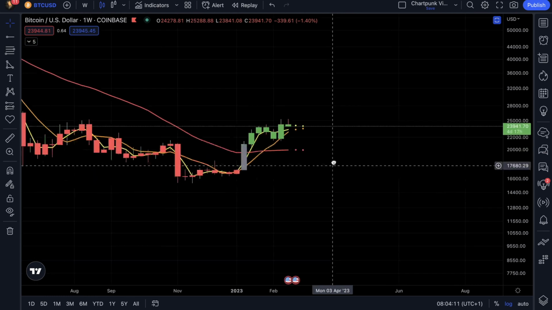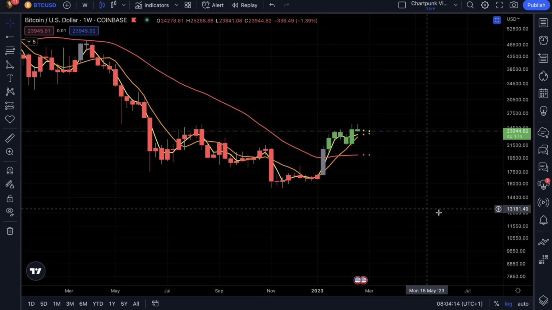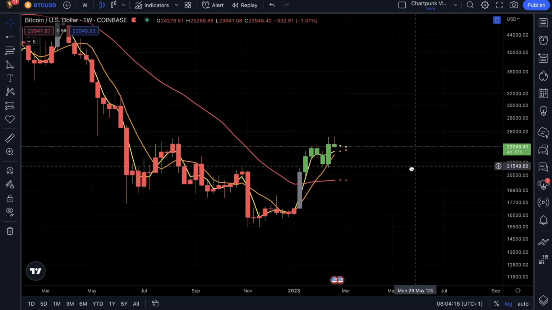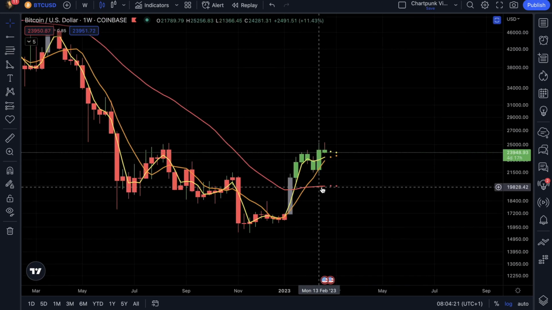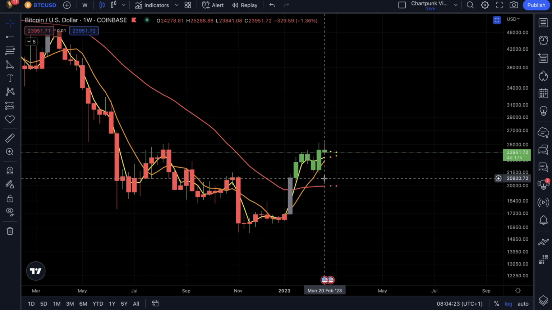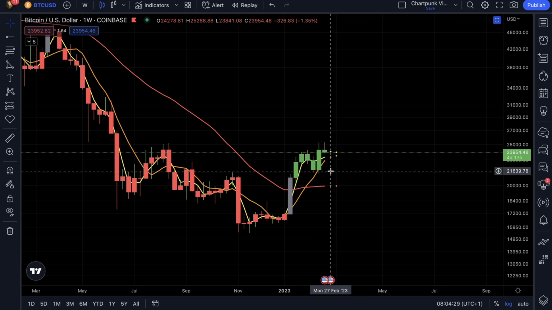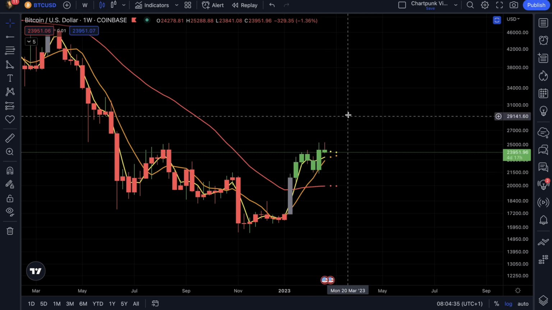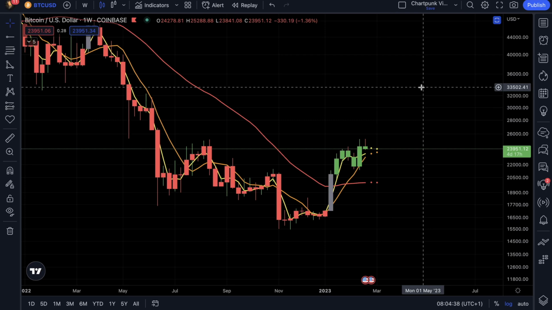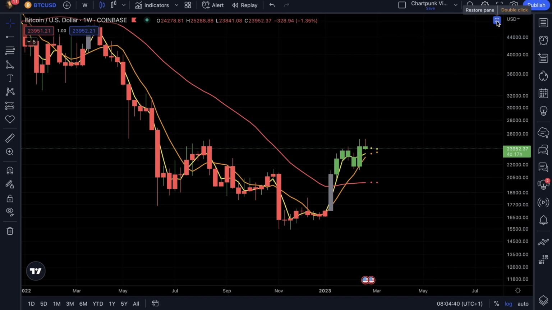What we see here is that currently we still have a bullish trend structure and a bullish momentum on the weekly Bitcoin time frame. All three moving averages are aligned in a long trend structure and all three of them are currently rising, which is very refreshing to see after this more than 1 year downtrend that we had since 2021.